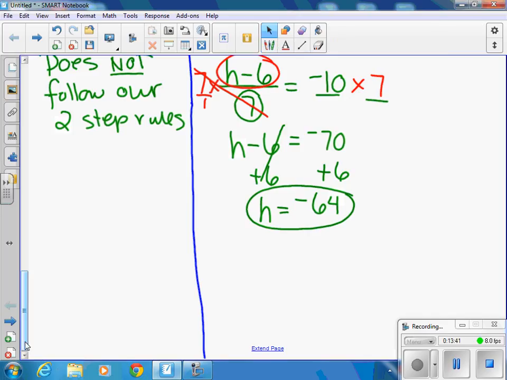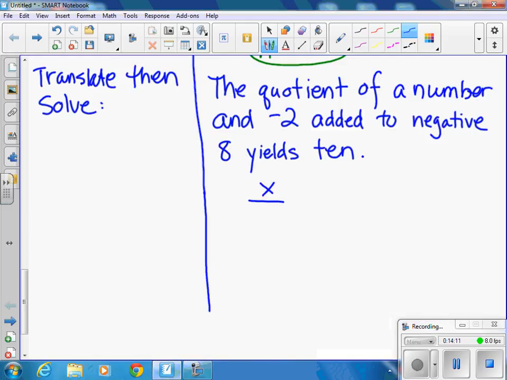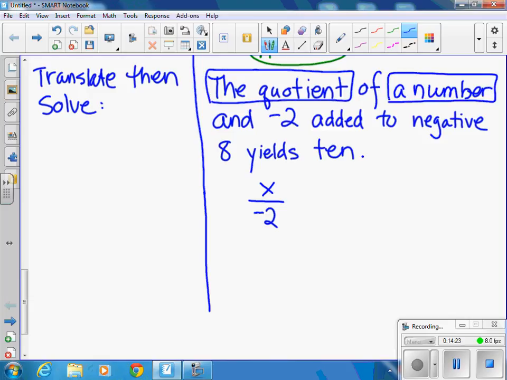We'll do one more. Okay, on this one, we are actually going to translate our problem and then solve it. The quotient of a number and -2 added to -8 yields 10. So what that's going to look like: the quotient is division. So the quotient of a number and -2, that's x divided by -2.